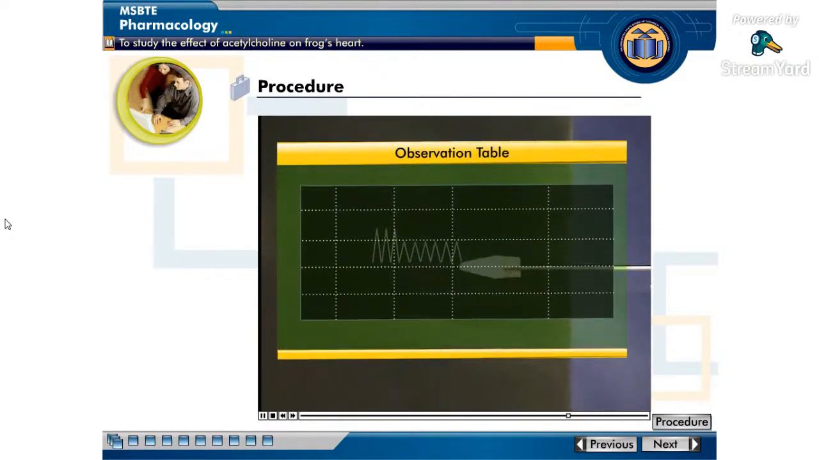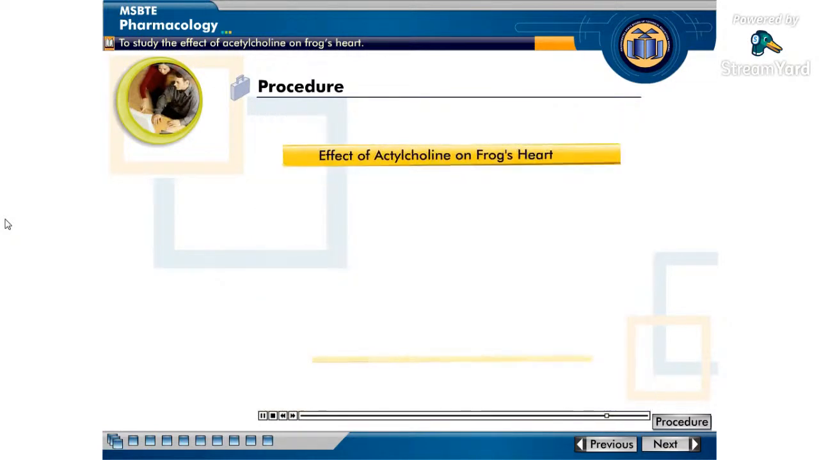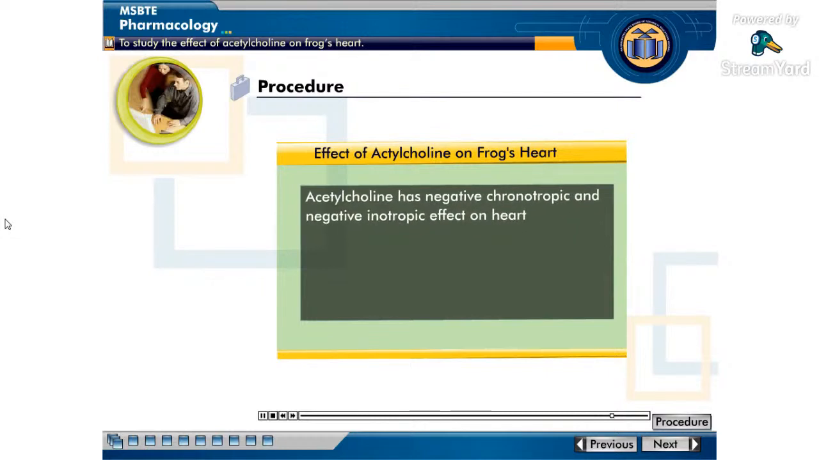Repeat the same procedure by injecting 0.2, 0.3 and 0.4 ml of acetylcholine. Allow a time gap of 5 minutes between two successive doses to wear off the effect of earlier dose. From these observations, we can say that acetylcholine has negative chronotropic and negative inotropic effect on heart. Thus, cholinergics find application in tachycardia.